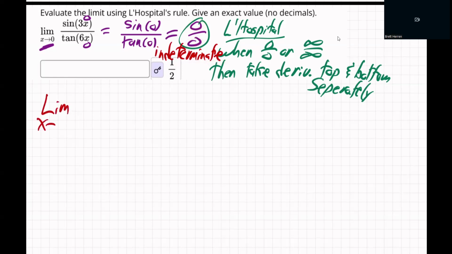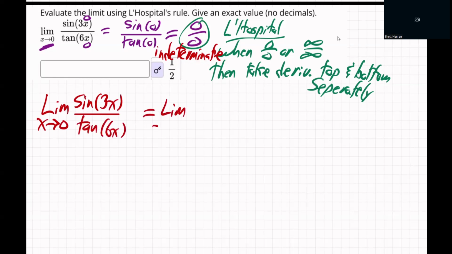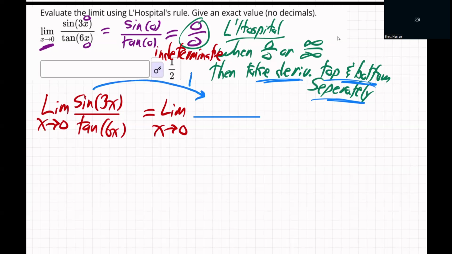So let's take the limit as x goes to 0. Let me just rewrite the question here. The limit as x goes to 0 of sine 3x over tangent 6x. So now I'm going to do L'Hopital. What does L'Hopital say? Take the derivative of the top and bottom separately. So, okay, I'll do that. So the derivative of the top and bottom separately.